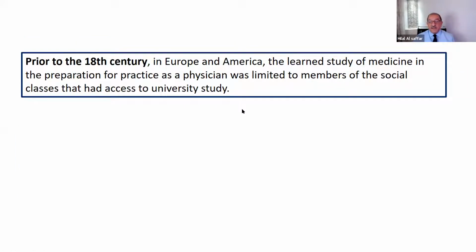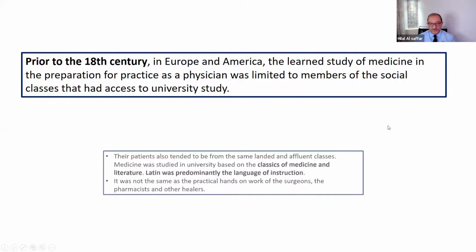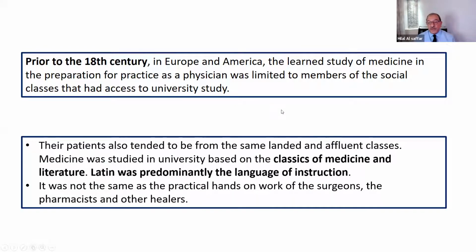Now, prior to the 18th century, in Europe and America, the learned study of medicine and the preparation for practice as a physician was limited to people of certain social classes who had access to university study. The patients also came from the same affluent classes. Medicine was studied in the university based on the classics of medicine and literature, and the main language of study was Latin. That is the way by which physicians were created. It was different from the other pathway for training surgeons, pharmacists, and other healers.